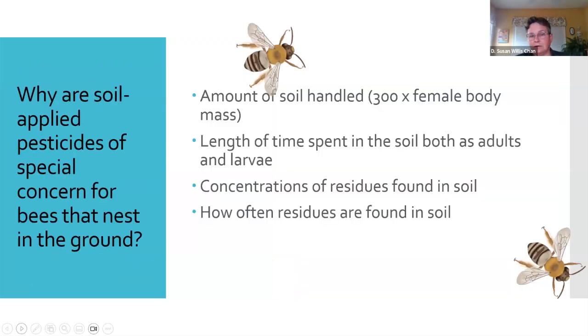Why are soil-applied pesticides of special concern for bees that nest in the ground? Well, in the case of squash bees, they handle a huge amount of soil. So this means that they are being exposed a lot to pesticide residues in that soil. They also spend a long time in the soil, both as adults and as developing larvae. We also know, based on my experience and work, that the concentrations of pesticide residues found in soil are much higher than you would find in nectar or pollen, and those residues are found much more often.